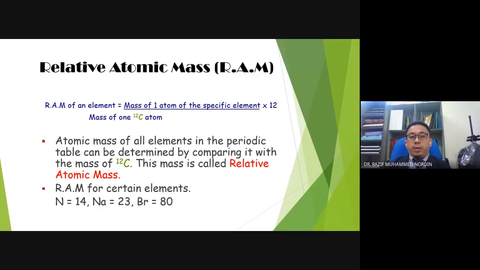So for relative atomic mass of an element, it is equal to the mass of one atom of the specific element over one twelfth the mass of one carbon 12 atom. So atomic mass of all elements in the periodic table can be determined by comparing it with the mass of carbon 12, which we call relative atomic mass. Relative atomic mass for certain elements, for example, nitrogen 14, sodium 23, bromine 80.